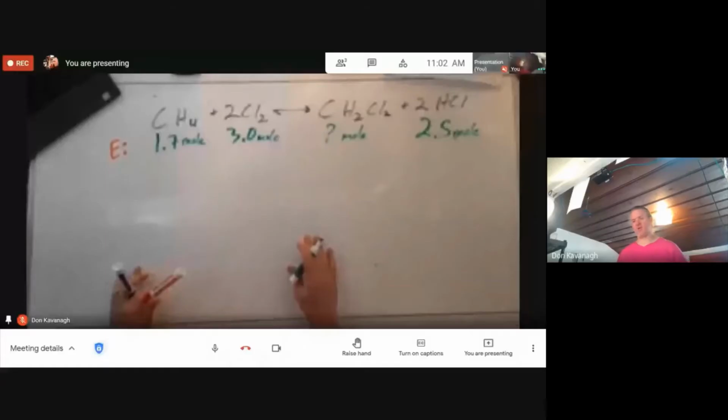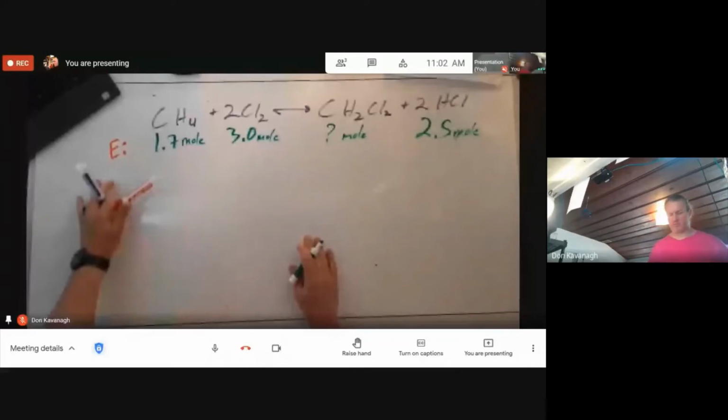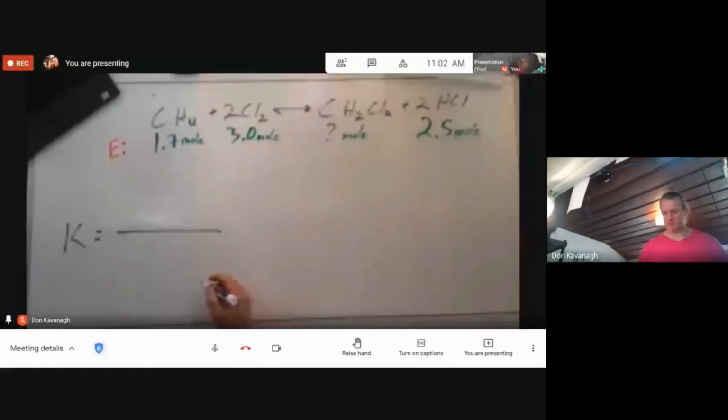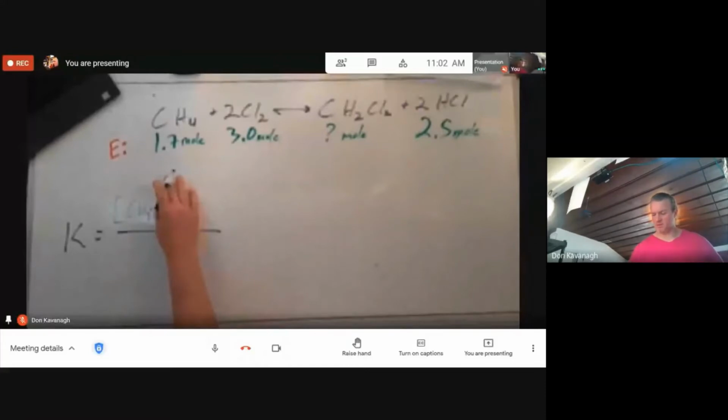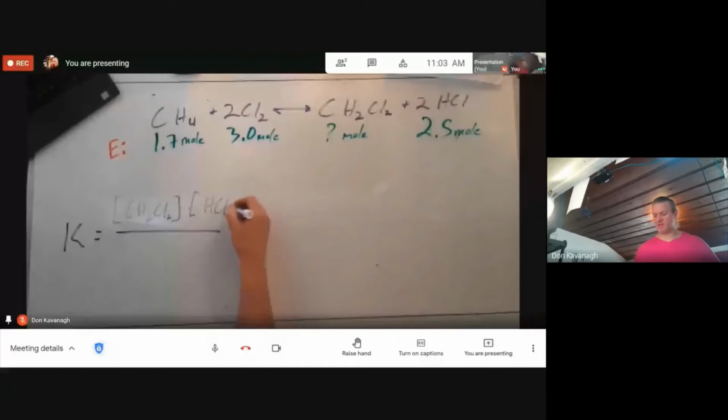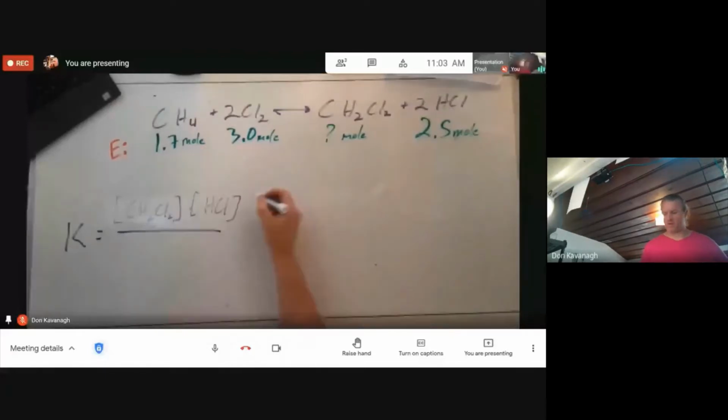So let's write the equilibrium expression and fill in what we know, and we can rearrange it and solve for the moles of dichloromethane at equilibrium. Any equilibrium expression for capital K has the concentration of the products in the numerator. Because the balanced chemical reaction has 2 equivalents of HCl, we have a 2 there. We have the reactants in the denominator.